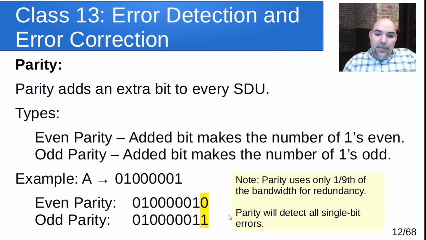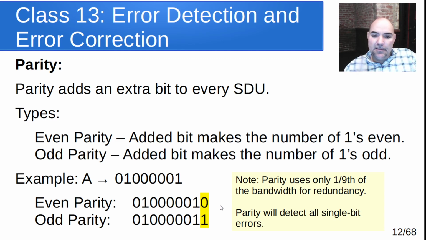So one thing to note is, relative to our repetition code we saw earlier, parity uses only 1/9 of the bandwidth for redundancy. And you can tell that because there's 9 total bits, 8 data, 1 parity. It's 1/9 of the bandwidth being used, rather than 50% of it. We have less than 10% of it. Or I guess it's slightly more than 10% of it. But parity will detect all single bit errors. So if we have any one bit that changes here, parity will detect it.